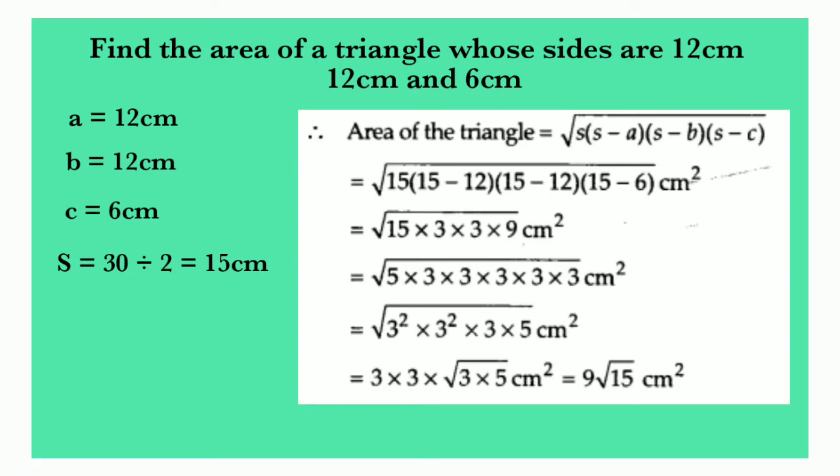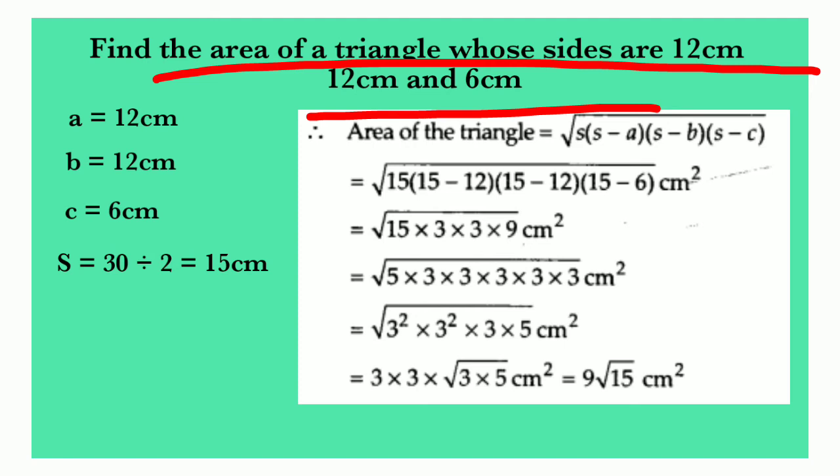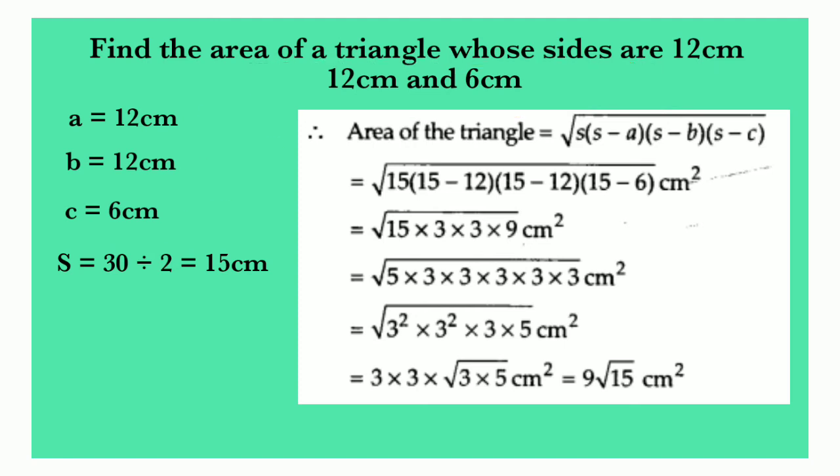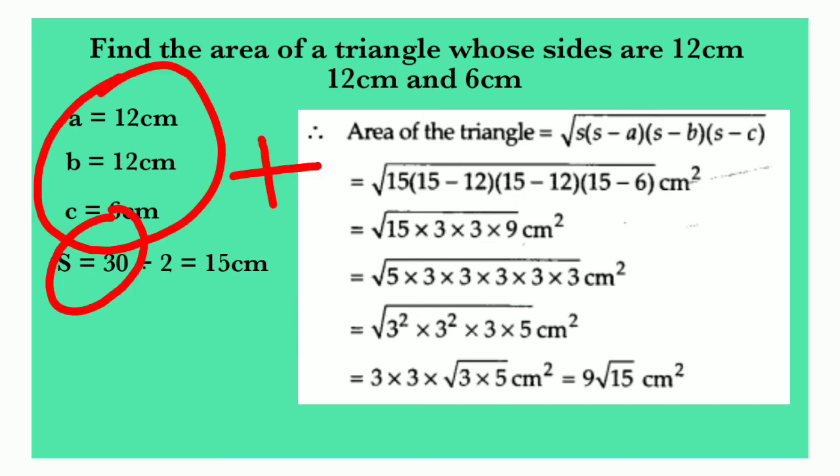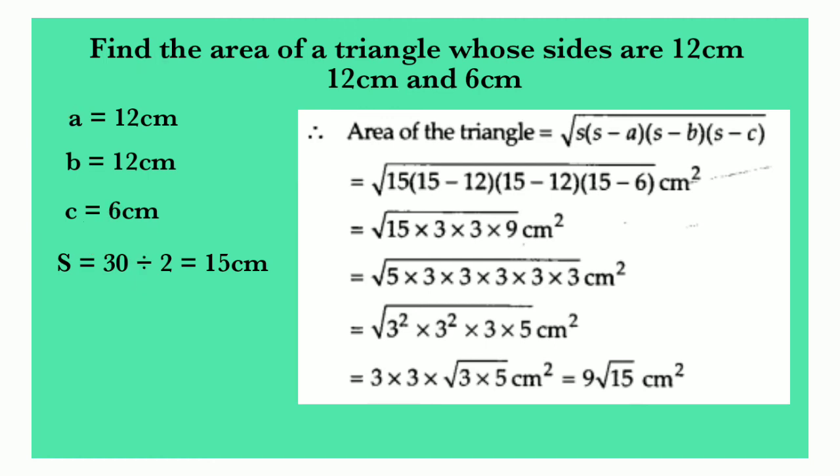Okay, let's look at one more example. Find the area of a triangle whose sides are 12 centimeter, 12 centimeter, and 6 centimeter. So we take A equal to 12 centimeter, B equal to 12 centimeter, C equal to 6 centimeter. We need S first. What is S? Half of the perimeter. What is the perimeter? Add these three: 12 plus 12 plus 6 equals 30. Half of 30 is 15 centimeter. So S equals 15 centimeter.